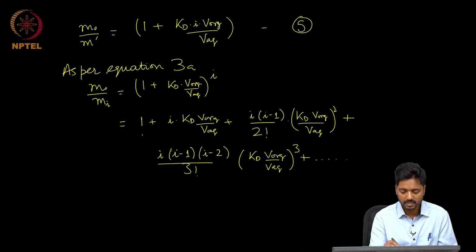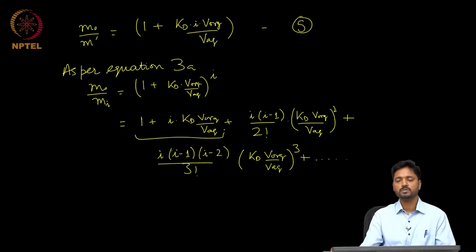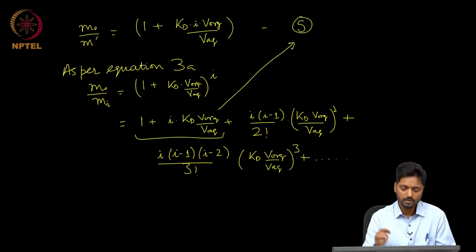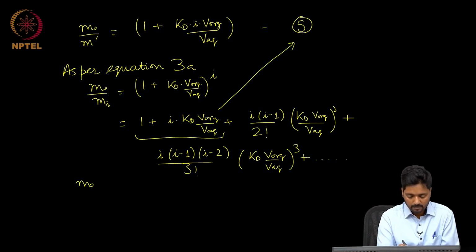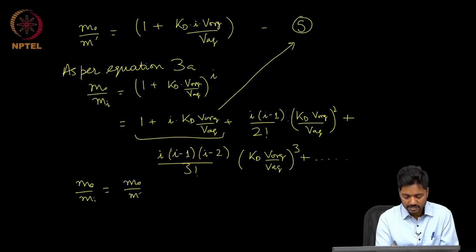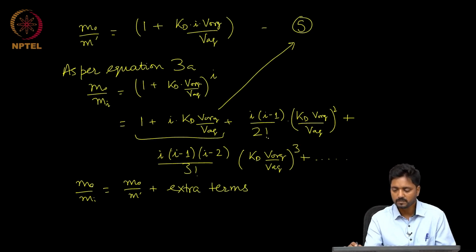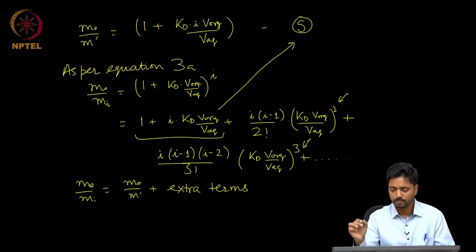So, if we see the first two terms of this expansion, this is nothing but m naught by m dash as shown in equation 5. So, in other words, m naught by m I is equal to m naught by m dash, which was the mass fraction that was remaining unextracted after the single extraction, plus extra terms which are given as the square and the cube terms.